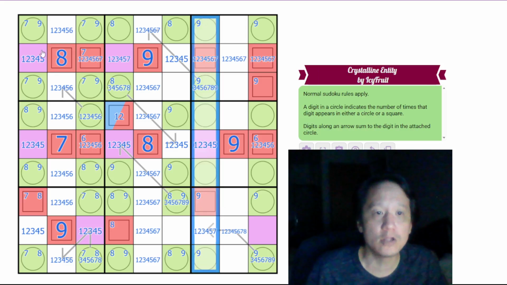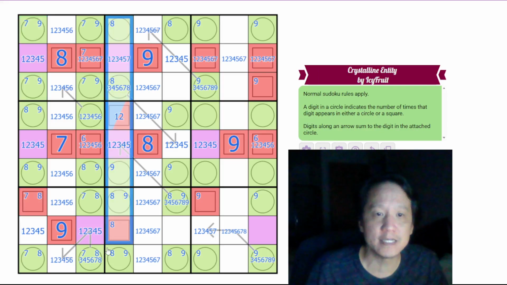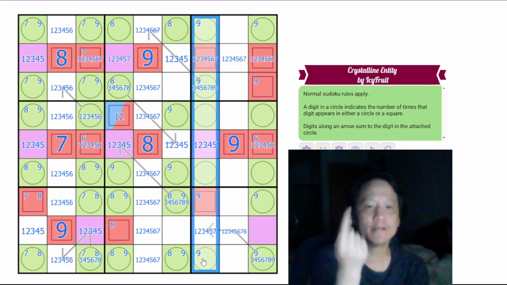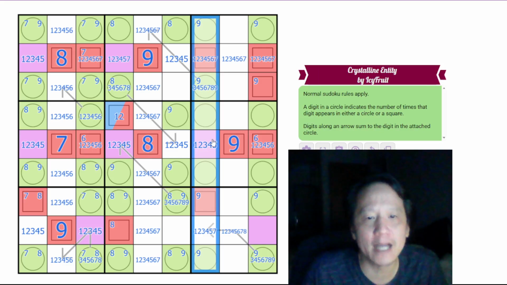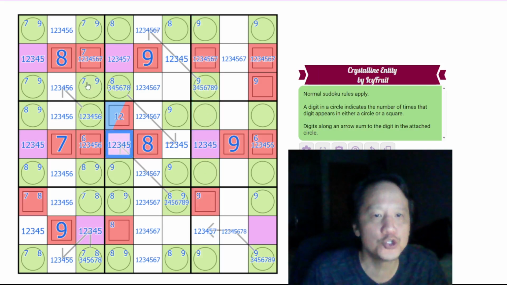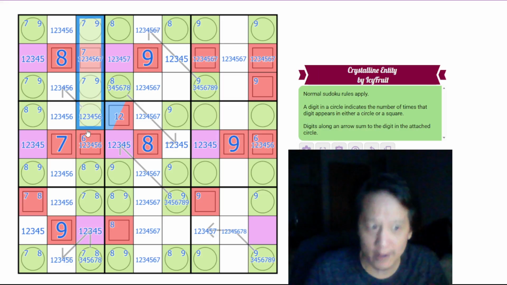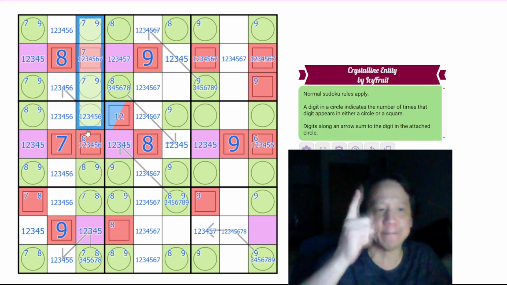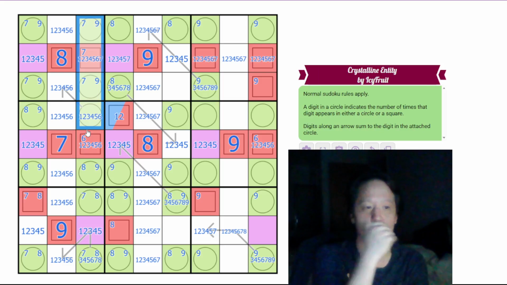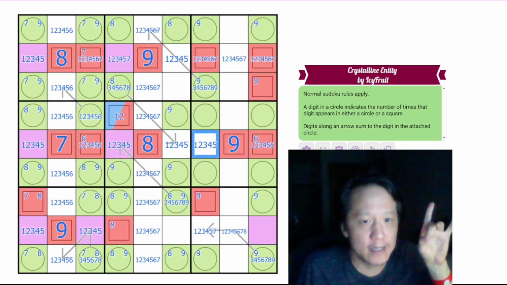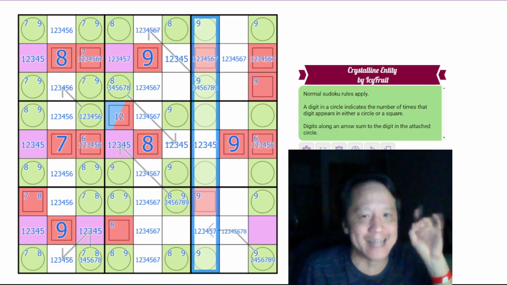And for columns 1, 4, and 7, where can the 1 be? It only has 2 rows they can be in for those 3 columns. So therefore, it would have to be in another circle or square. So 1 cannot be in a circle. It must be 2 in the circle. So 1 specifically is the one that's not in a circle.